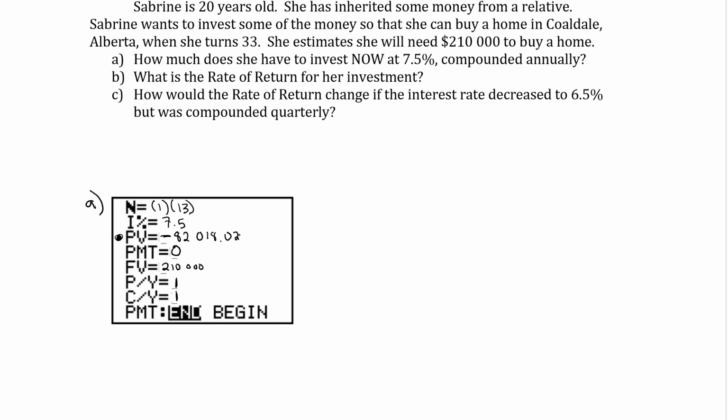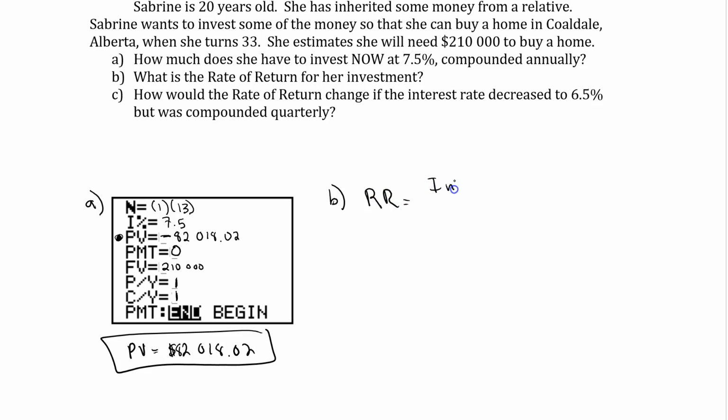How incredible is that? So since we solve for it, we indicate it with a little dot, and I can write a little statement that the PV is $82,018.02, just so that we indicate that we know that the present value must be $82,018.02. So let's calculate that rate of return. We know that the rate of return equals interest over principal.